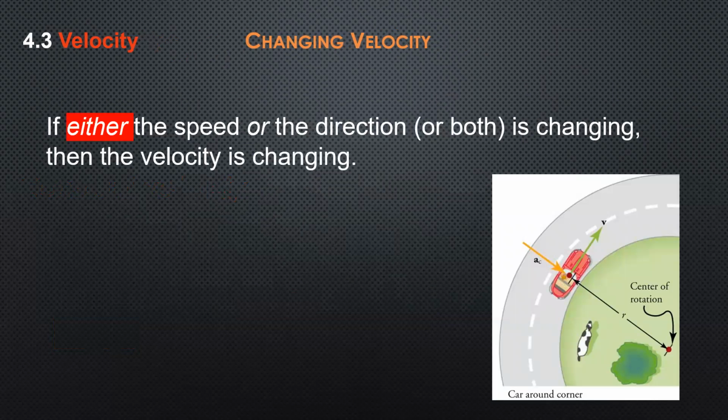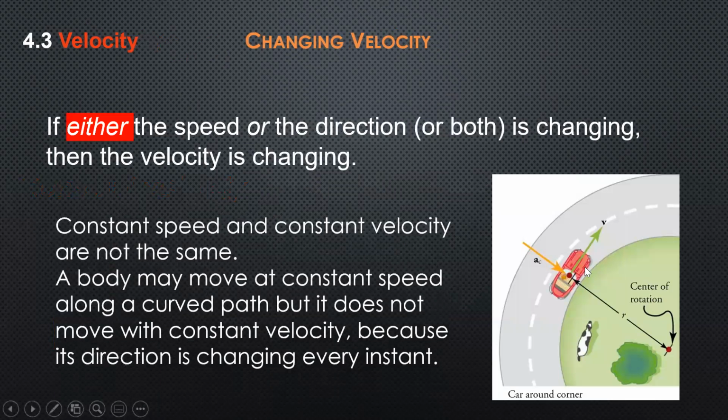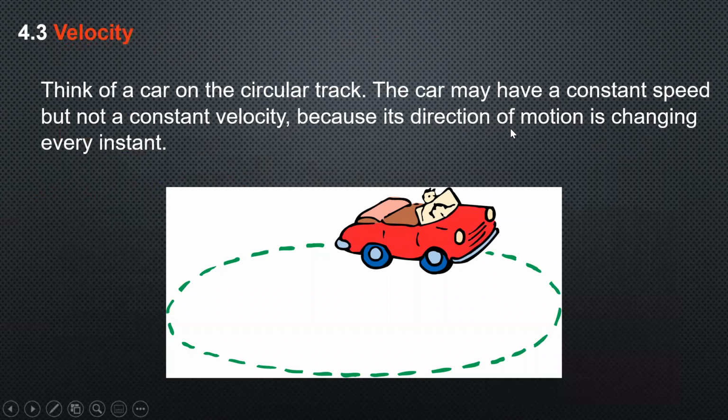What if we had changing velocity? If either the speed or the direction or even both are changing, then the velocity is changing, like this car going around the turn. So constant speed and constant velocity are not the same. A body, or say this car, might move at a constant speed along a curved path, but it does not move with constant velocity, because the direction is always changing. You're not going in a straight line when you're going in a curve, right? Think of a car on a circular track. The car might have a constant speed, but not a constant velocity, because the direction of motion is changing at every instant.